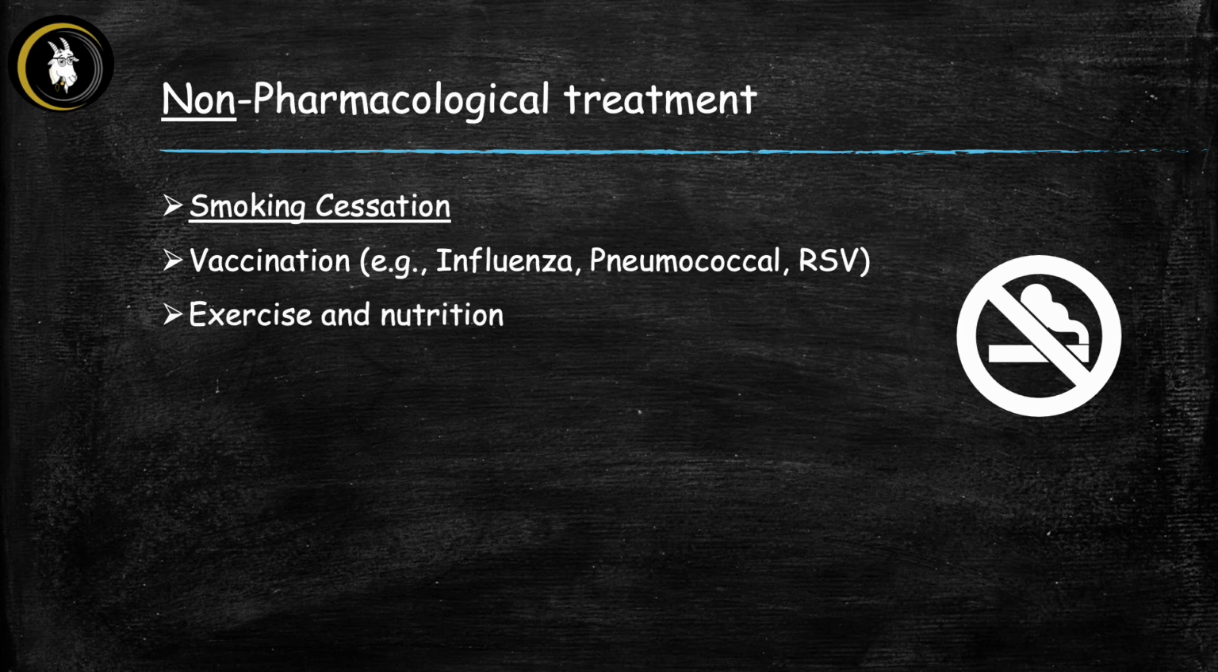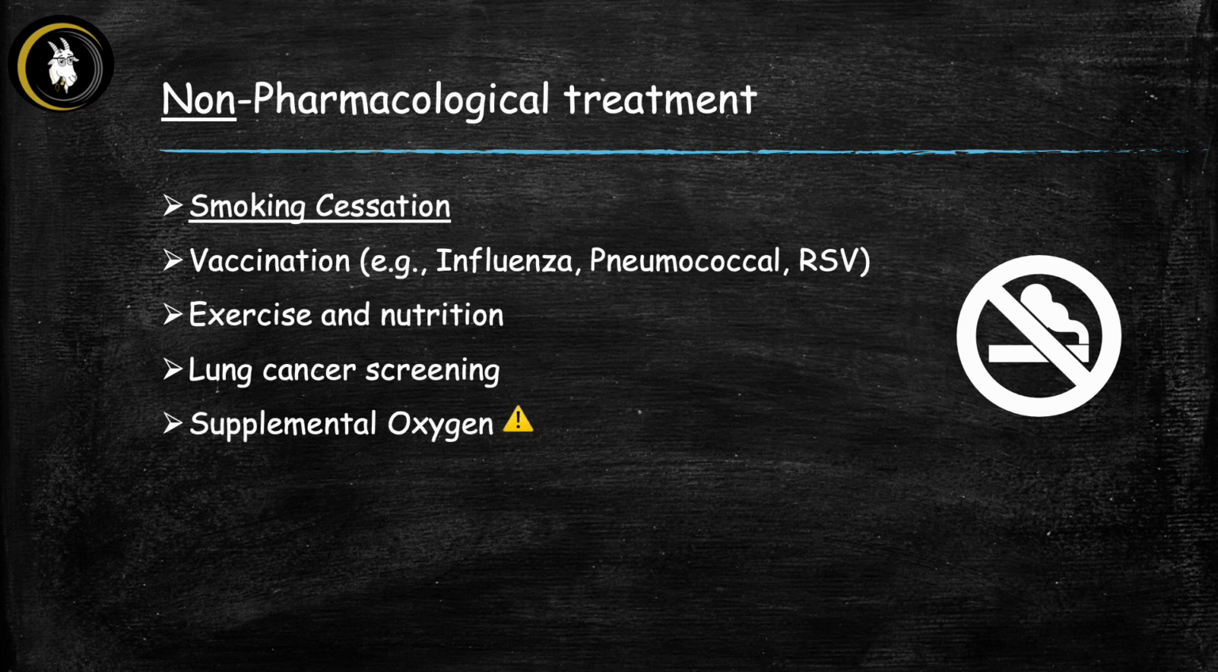Exercise and nutrition are important for improving strength and breathing mechanics. Since most COPD is linked to smoking, these patients need rigorous screening and monitoring for lung cancer. And then finally, in patients with advanced severe COPD, their lungs won't be able to sufficiently exchange gas, and so they may need supplemental oxygen for their hypoxemia.